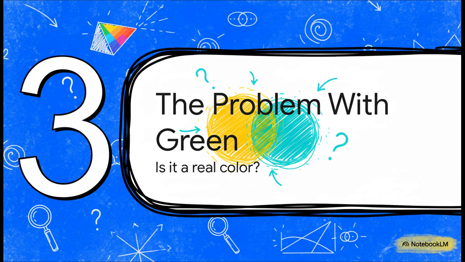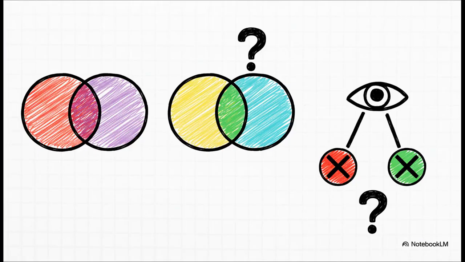And this brings us right to the heart of the mystery, the big puzzle of this whole explainer, the problem with green. It's the color that sits right in the middle of the rainbow, but the source material we're looking at argues it just might be the key to understanding how we've gotten color all wrong for hundreds of years. Okay, check out these clues. It's kind of like a detective story.